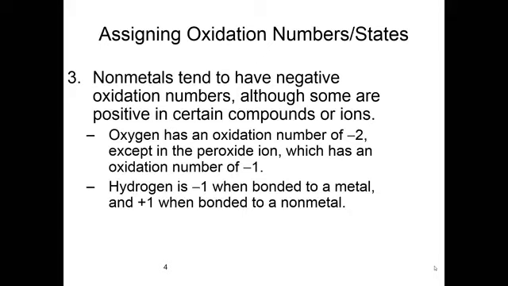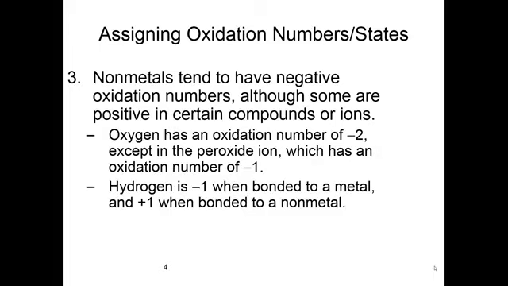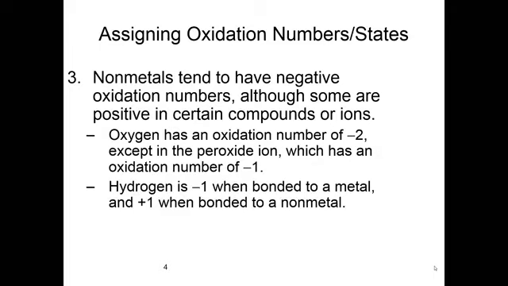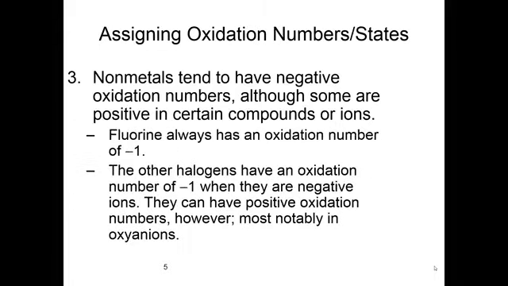Second thing you need to know about nonmetals. Hydrogen is generally -1 when bonded to a metal and +1 when bonded to a nonmetal. This always holds true. The third thing you need to know about nonmetals, which are picky in case you haven't figured that out yet, is that fluorine always has an oxidation number of -1.